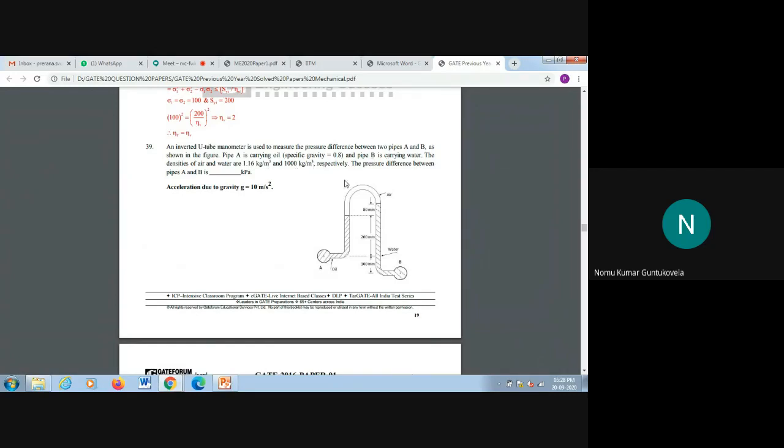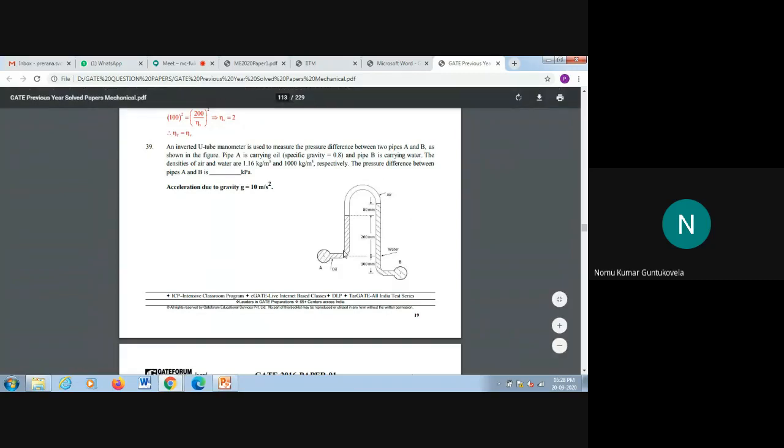Okay, the pressure difference between pipe A and B is dash kilopascal. That means we need to take the pressure value in kilopascals. Generally we will get the pressure in newtons, so again we need to convert that into kilopascals. Acceleration due to gravity, generally we take 9.81, but here we are taking it as 10 meters per second square. So please assume that here.